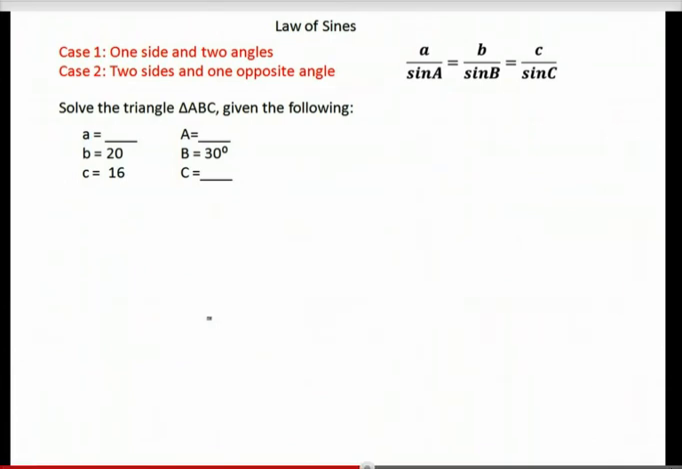I'm going to do one more example. If you want to pause and try this one on your own and then check it, that's sometimes a good trial to see how you're doing.